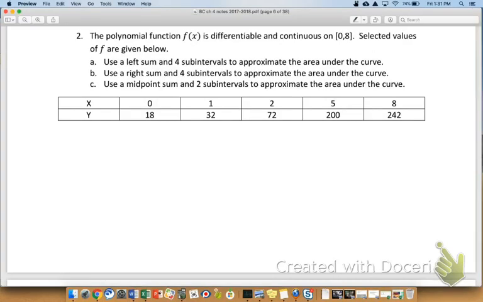Today we're going to extend a little bit into area, and we're going to put it all together in the next couple of days. So like I said, I do have your tests ready for you. I'm going to hand those back to you.